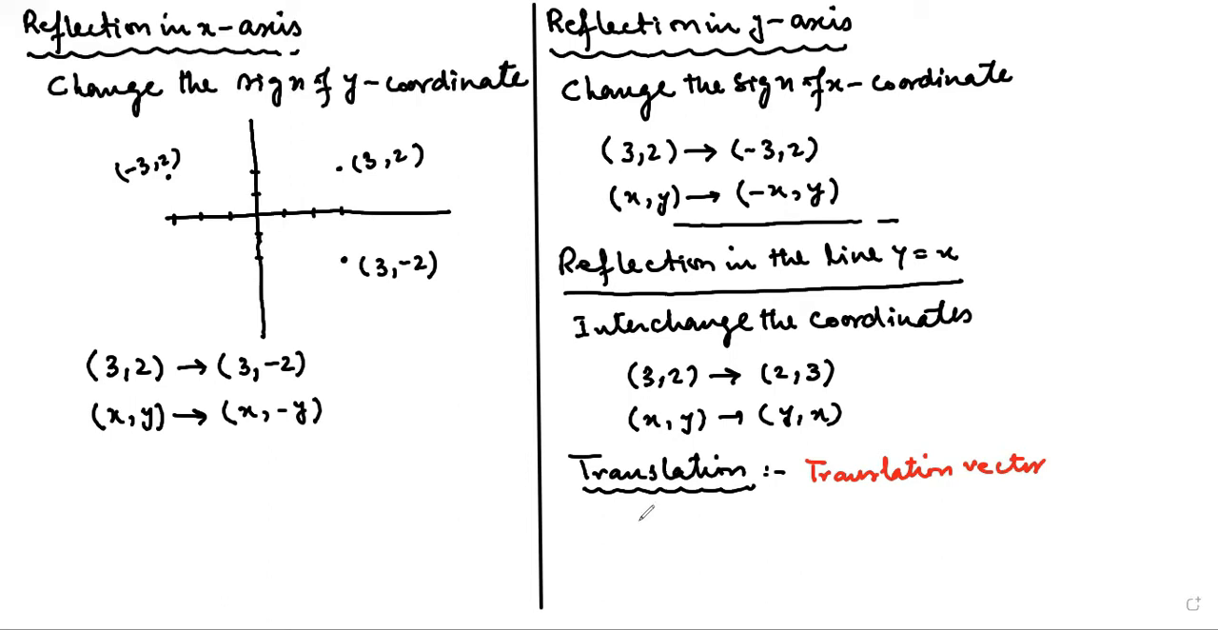In translation, we do not change the direction of the diagram. We just shift the diagram, which just shifts the triangle towards right, towards left, or towards up, or towards down. Okay.